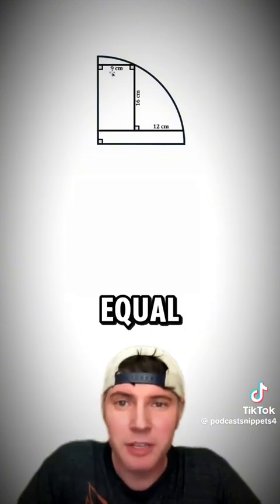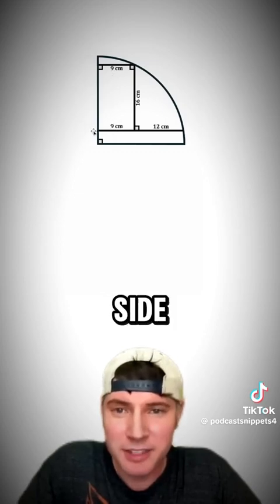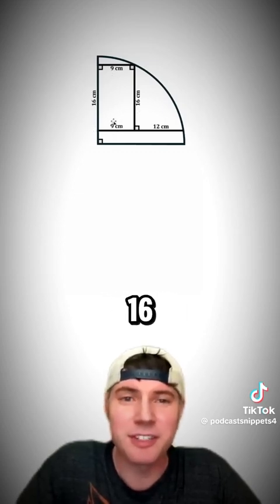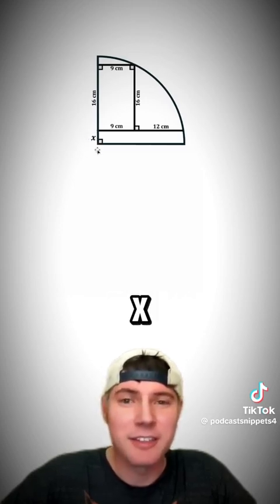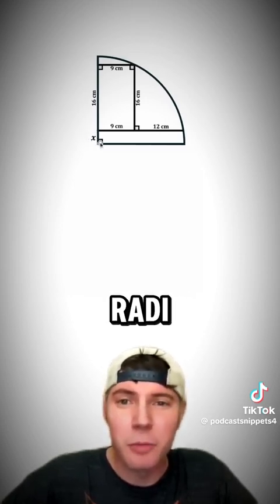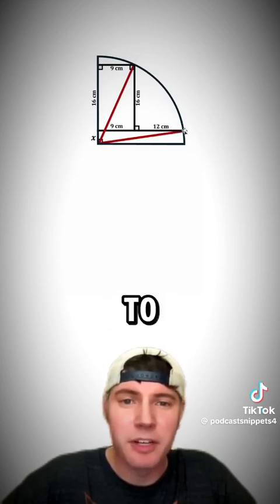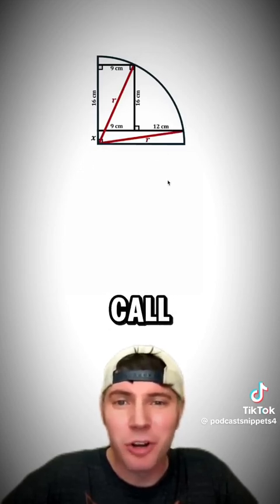For the first step, let's extend this over here, and we're completing this rectangle. This bottom will be equal to the top, which is 9, and this side will be equal to this side, which is 16. And we've created this little piece right here. Let's call that x. Next, let's draw two of our radii, one from here to here and one from here to here. And these are both radii, so we'll call them r.